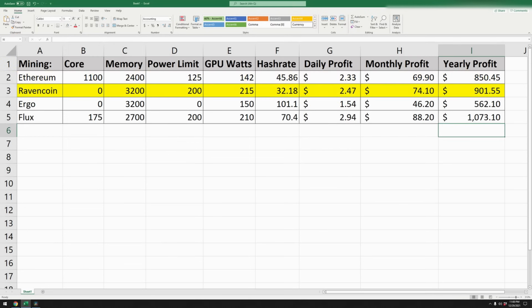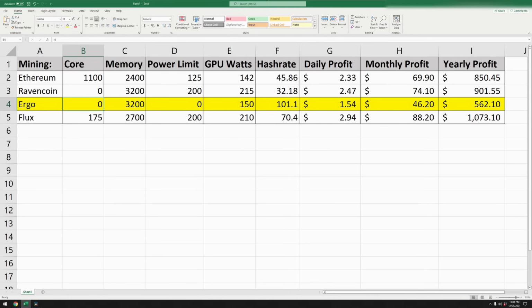Moving on from there, Ravencoin. Oh my gosh, Ravencoin. So Ravencoin, $2.47 right now. And man, I went to town trying all different types of overclock settings on all of these. And I can't believe it, but a zero core, 3200 memory, and a 200 power limit put us at a GPU watts about 215. And we did about 32.18, which was pretty dang good. I mean, you can see there, as I said, $2.47.